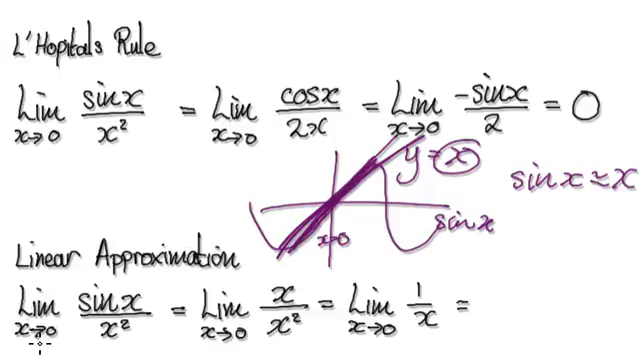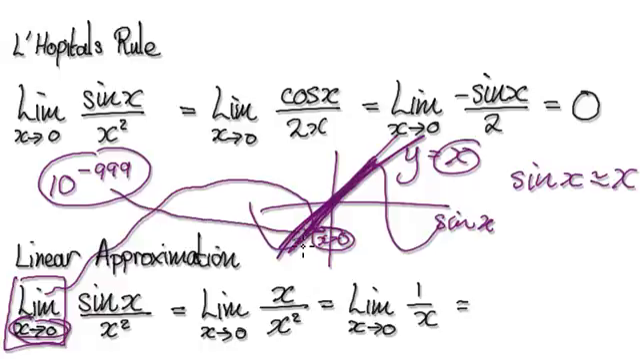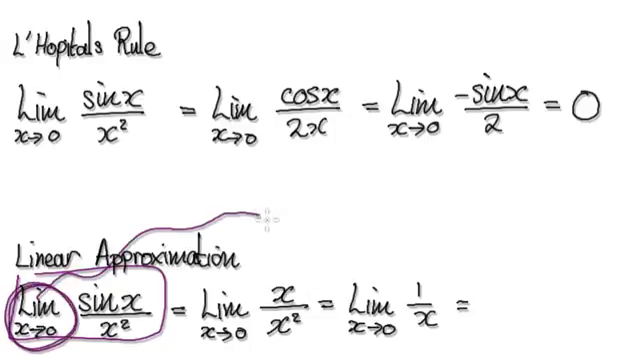So if you're trying to evaluate the limit as x tends to 0, this will automatically imply that you are near x equals 0. Because as x tends to 0, say 10 to the power of minus 999, this is very, very close to x equals 0. So the minute you're trying to find the limit as x tends to 0, you are near x equals 0.